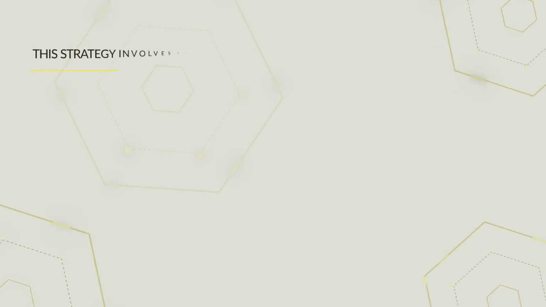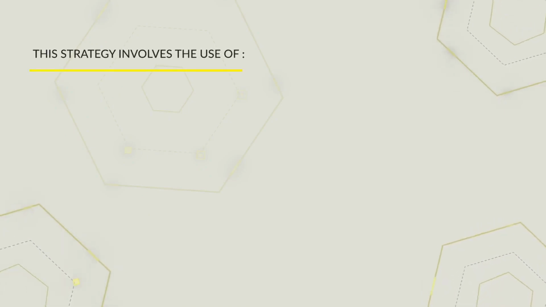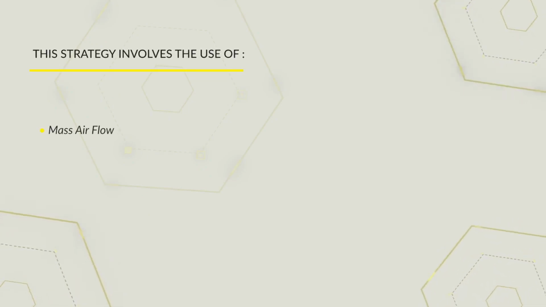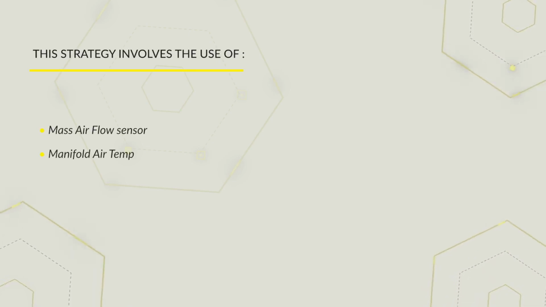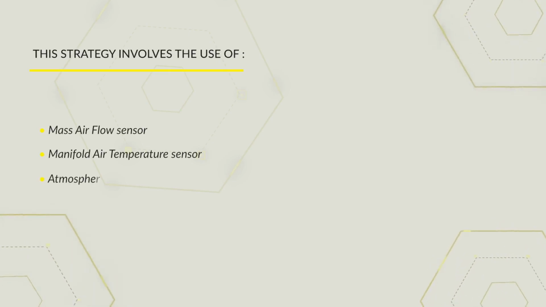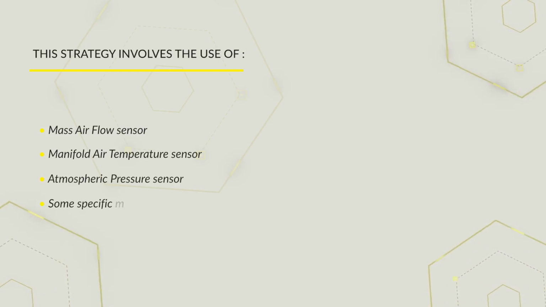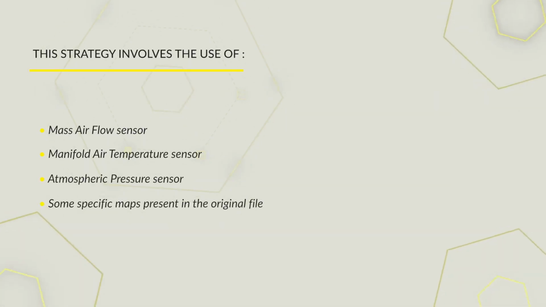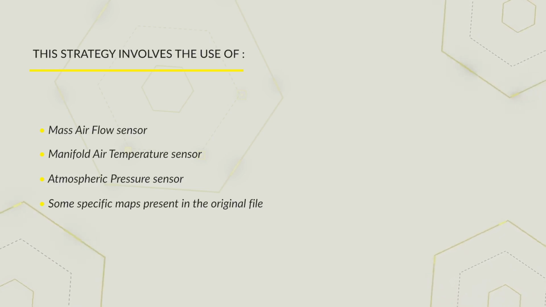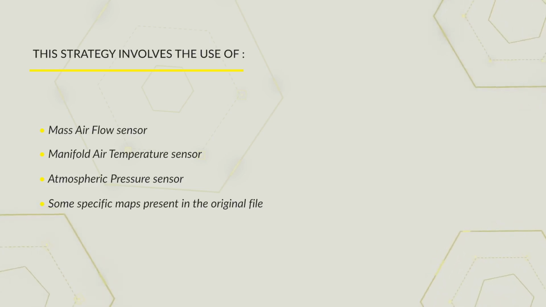This strategy involves the use of some very important sensors, such as the mass airflow sensor, the manifold air temperature sensor, the atmospheric pressure sensor, and some specific maps present in the original file, to be able to determine the instantaneous airflow entering the engine and continuously check the carburation in an optimal manner.